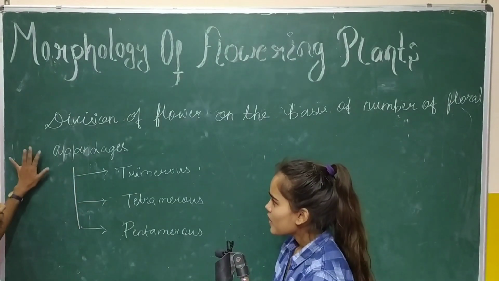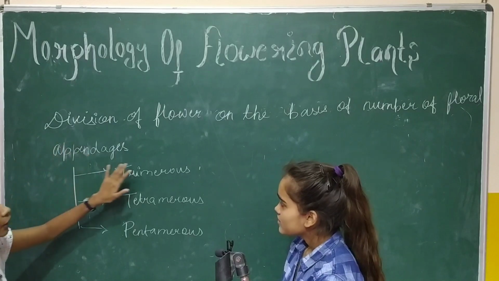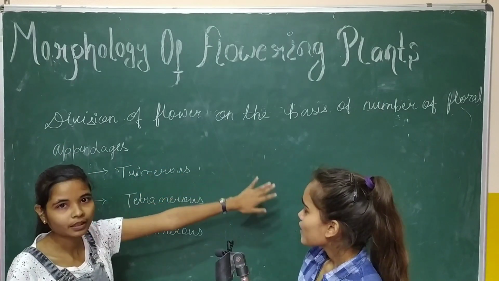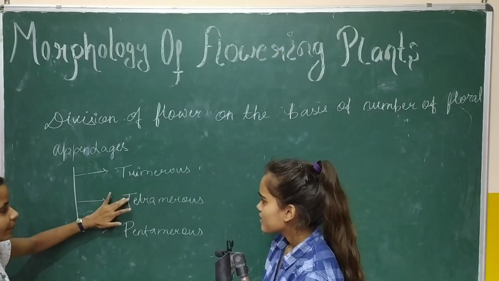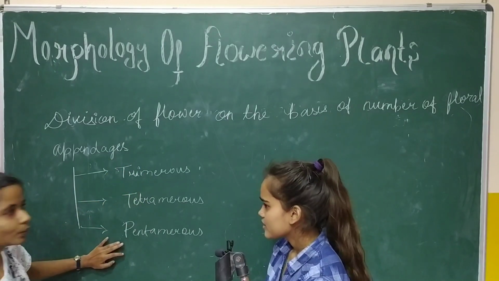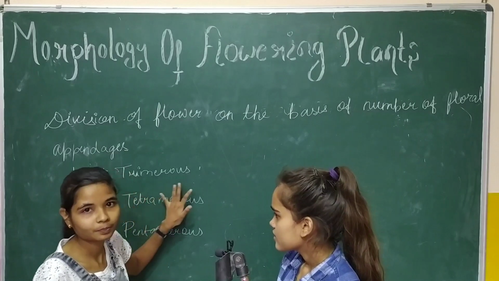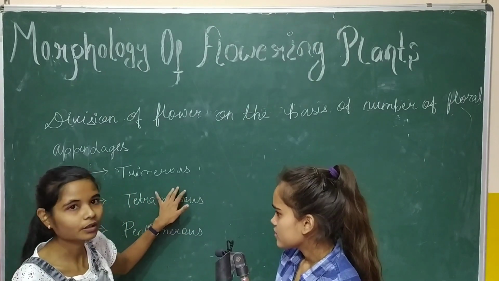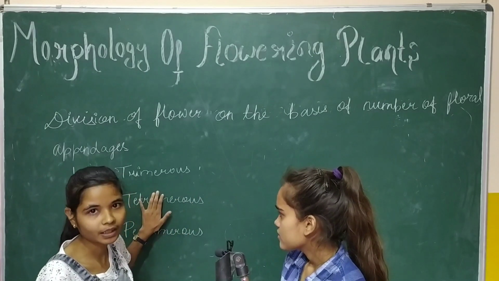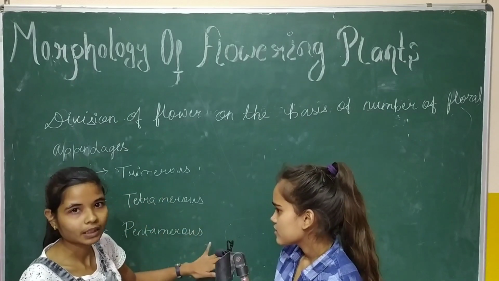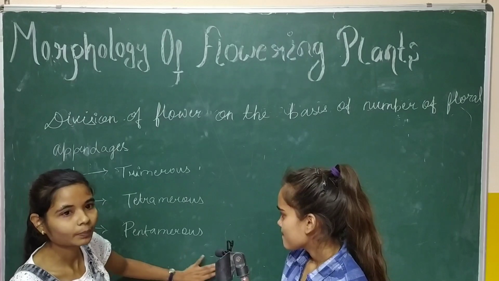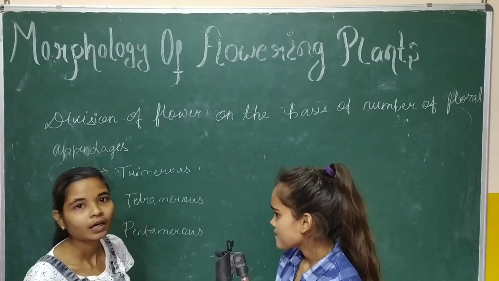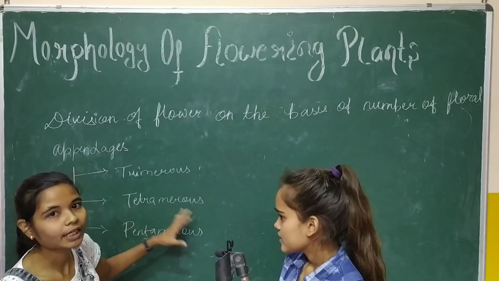Now we will move ahead and we will learn about division of flowers on the basis of floral appendages. It is trimerous, tetramerous and pentamerous. So when the number of floral appendages is 3 or a multiple of 3, then it is trimerous. When it is 4 or a multiple of 4, then it is tetramerous, and when it is 5 or a multiple of 5, it is pentamerous. Now we will move ahead.